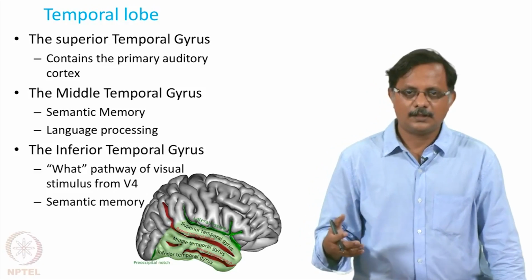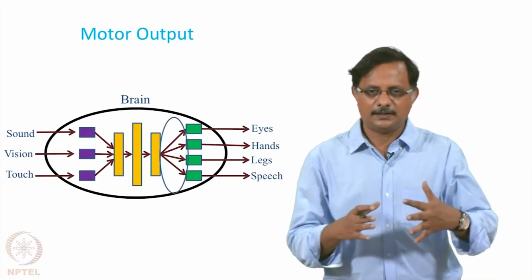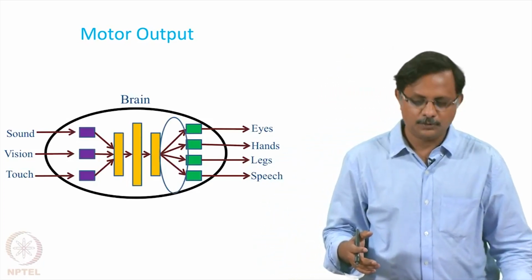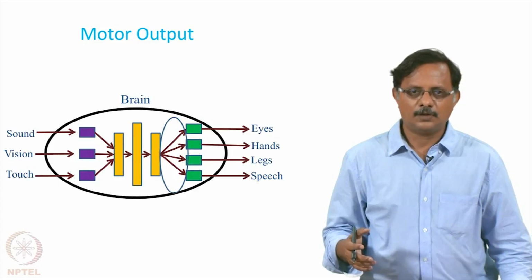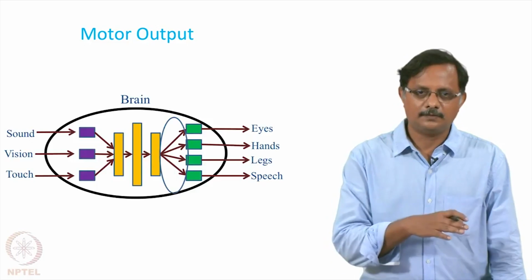So, that is where you store names of objects. We talked about sensory input, we talked about combining sensory input. Then let us go to the motor side and look at different forms of motor output. Motor output is represented in the frontal part of the brain, in the frontal lobe.